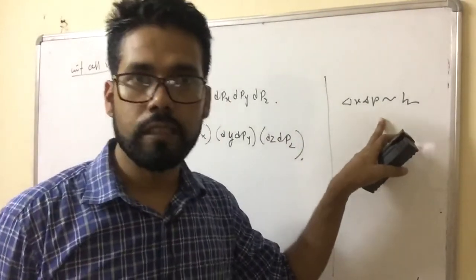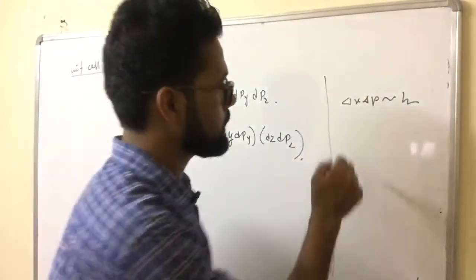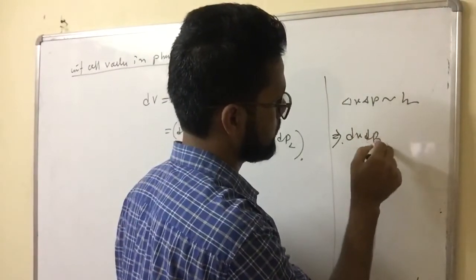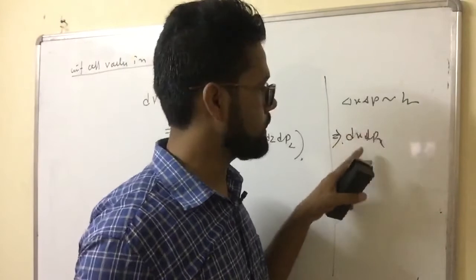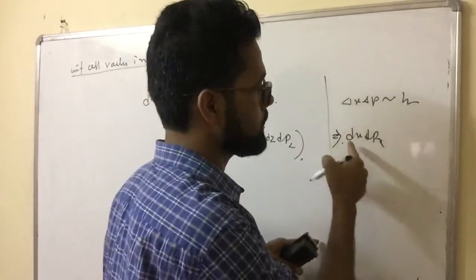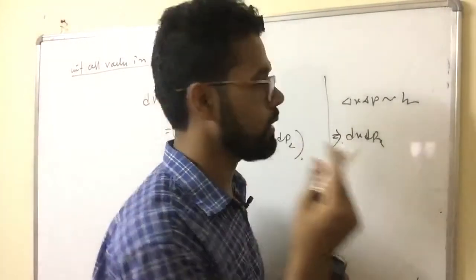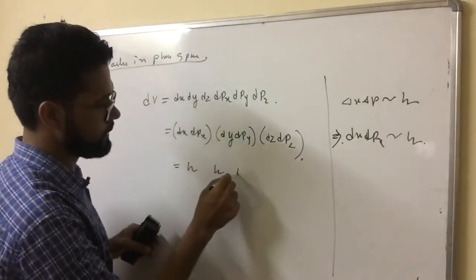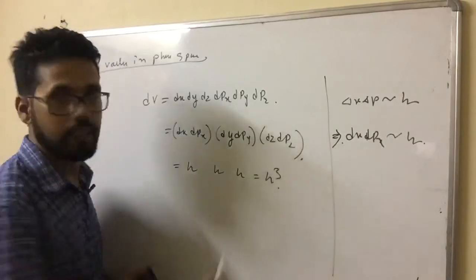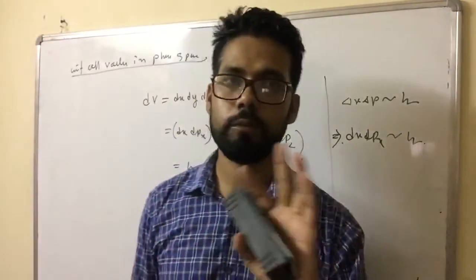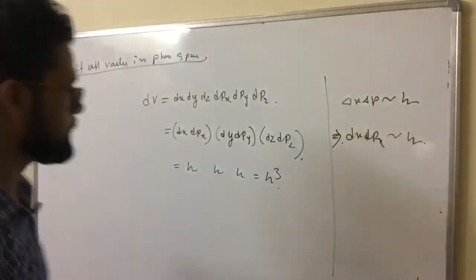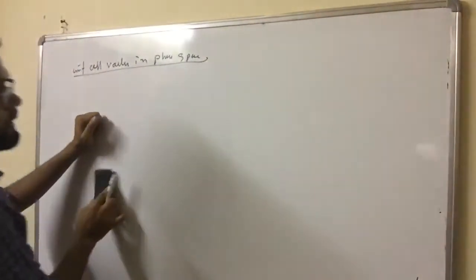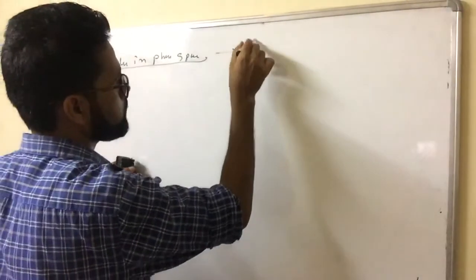This is the error in position measurement times the error in momentum. Or we can write dx dpx, representing in terms of a derivative, a small change, small volume or error. This is equal to h. So this will become h into h into h, equal to h cubed. So the unit cell volume in phase space equals h cubed. Remember. Do you understand? Now this is the unit cell volume.